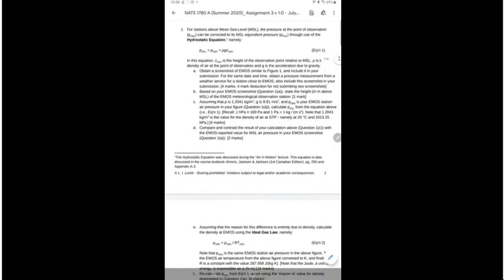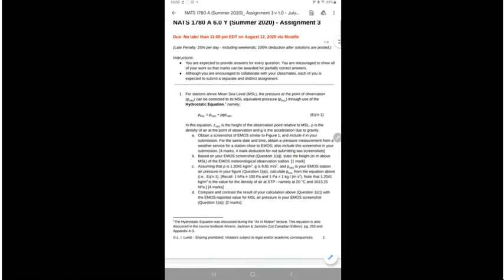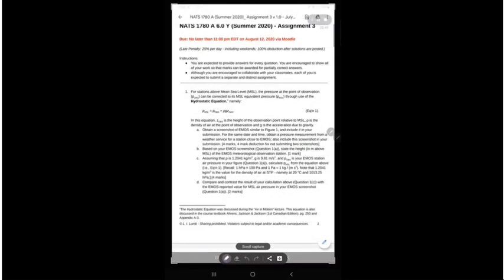Okay, so again, if I just get my handy markup capability going here, this is the equation that we're going to be making use of. It's called the hydrostatic equation. The unknown is the mean sea level equivalent pressure. So this is the unknown.